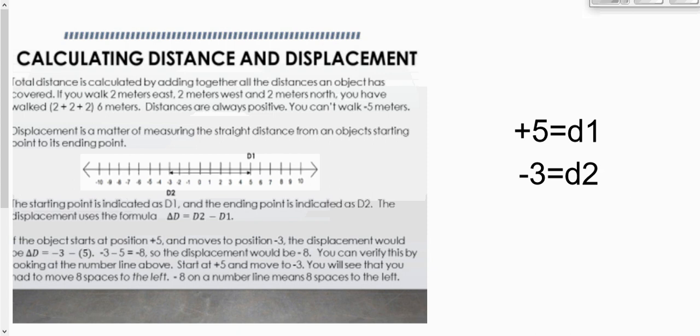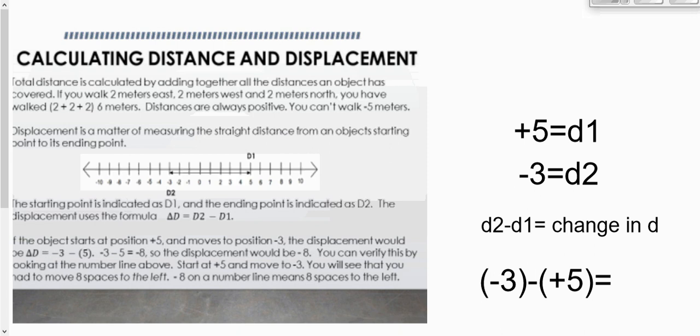So -3 is my D2. To figure out how far I have moved, I'm going to go D2 minus D1 is equal to my change in displacement. Now, change in displacement is a lot of words, and so we quite often use this little triangle symbol, which means the change in. It's actually the Greek letter delta, and it stands for change in, as how has something changed over time. So my D2 was -3, and from that we're going to subtract my D1, which is +5.